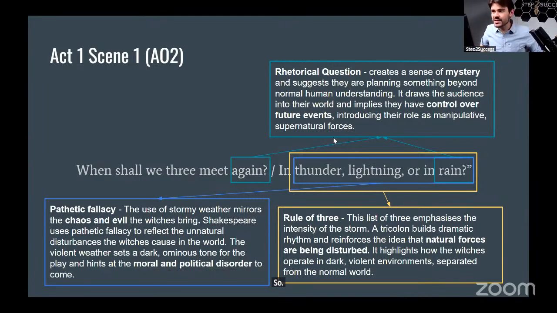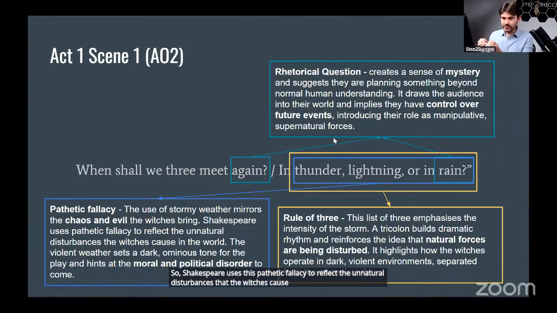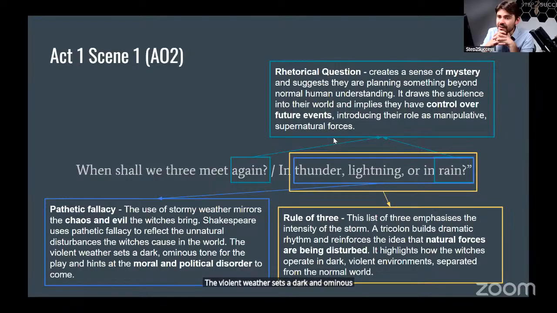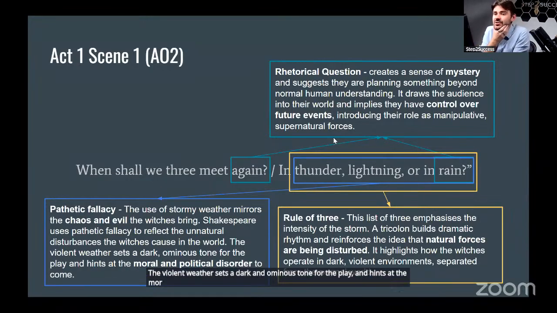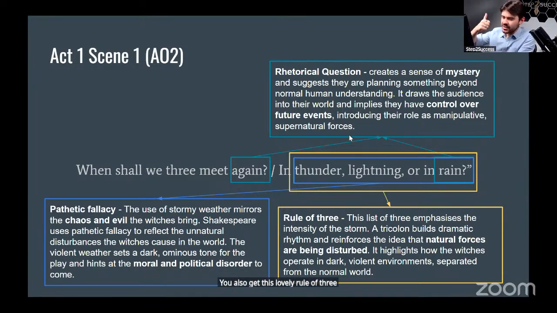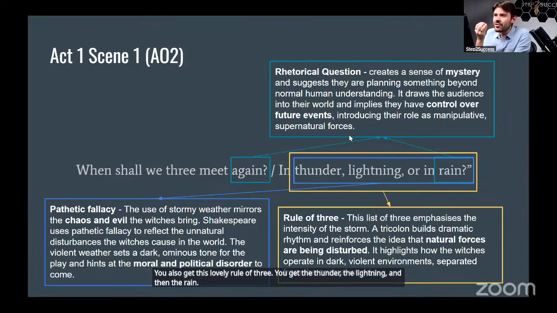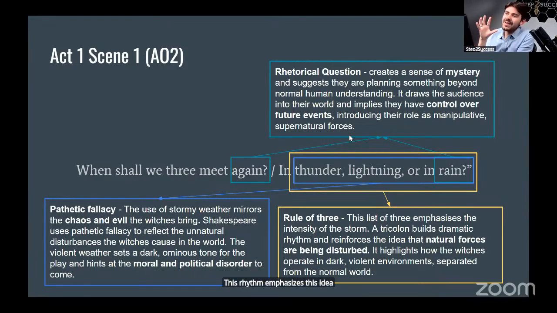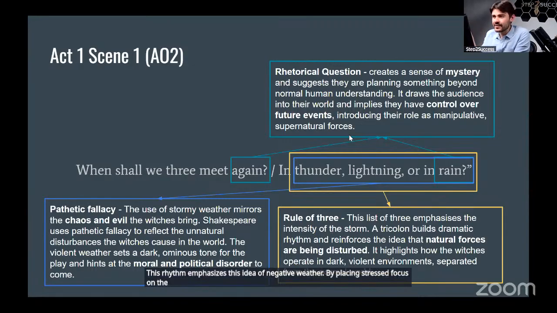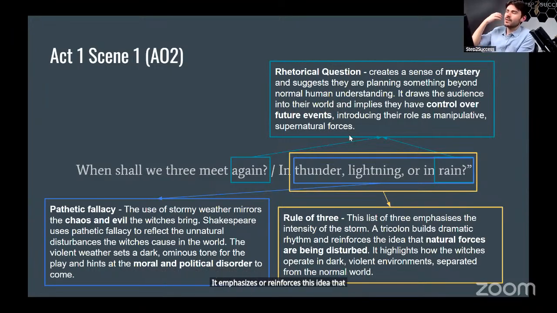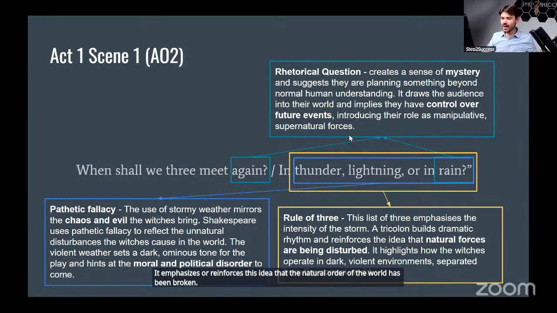So Shakespeare uses this pathetic fallacy to reflect the unnatural disturbances that the witches cause in the world. The violent weather sets a dark and ominous tone for the play and hints at the moral and political disorder to come. You also get this lovely rule of three. You get the thunder, the lightning, and then the rain. This rhythm emphasizes this idea of negative weather. By placing stressed focus on the thunder and the lightning, it reinforces this idea that the natural order of the world has been broken, that it's being disturbed.